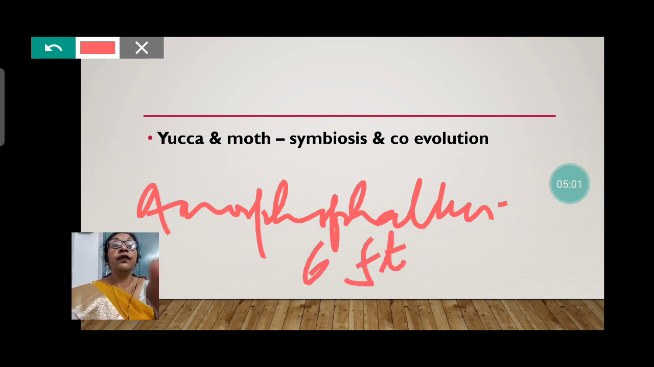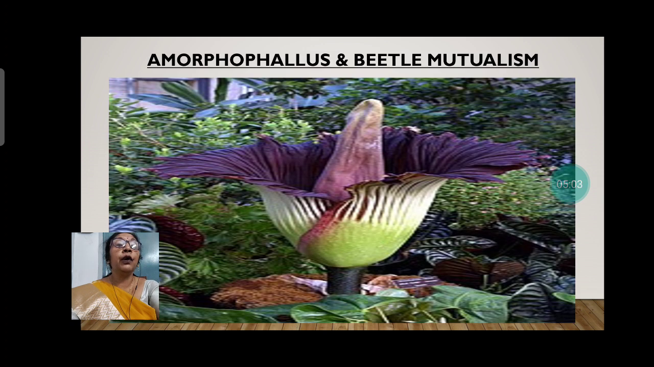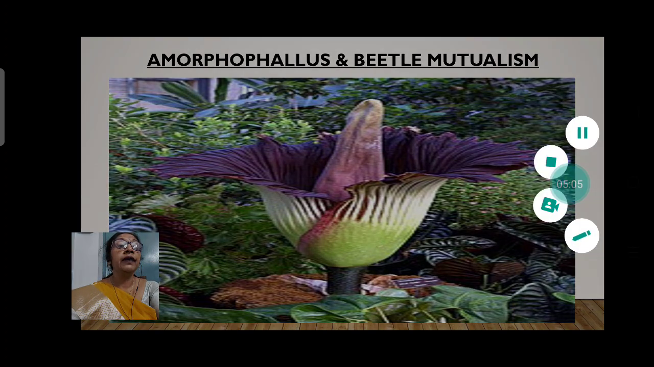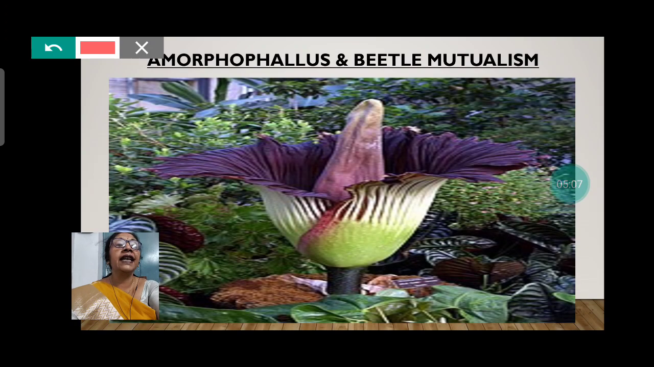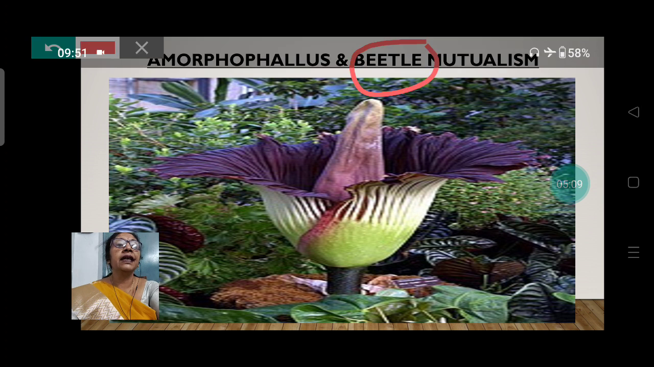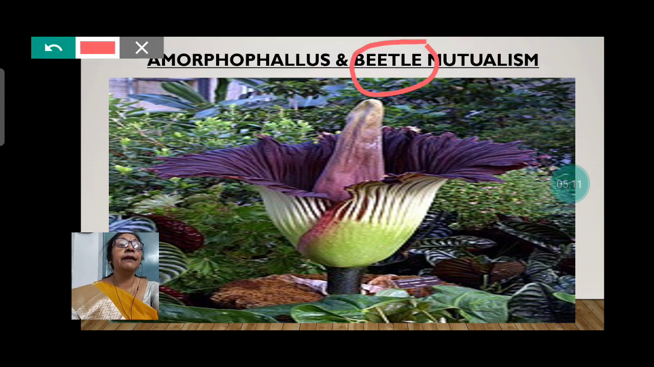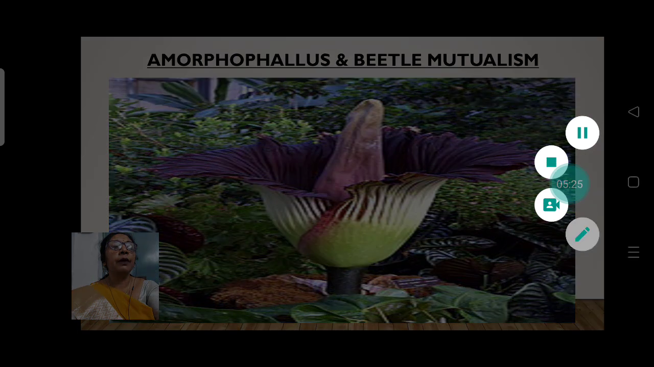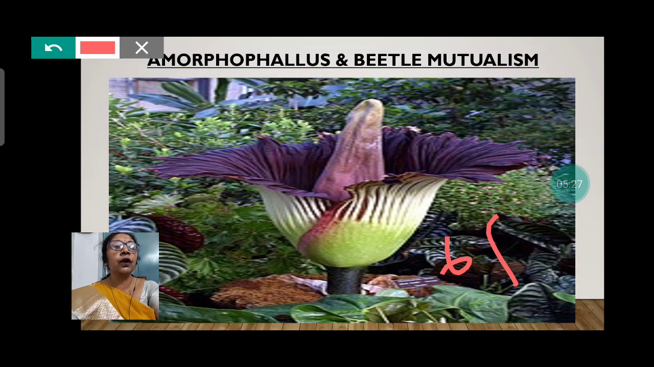This Amorphophallus is pollinated with the help of a special type of insect, a beetle. There is a mutual relationship between the Amorphophallus and the beetle. How? That we are going to discuss. The very first point I told you is that this flower is very tall, up to 6 feet tall.